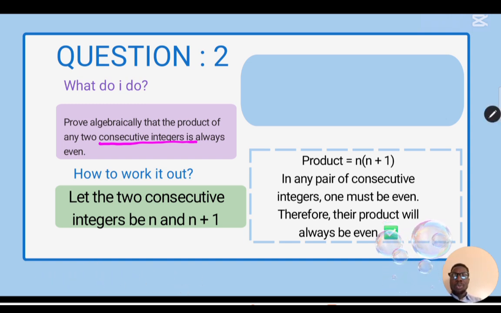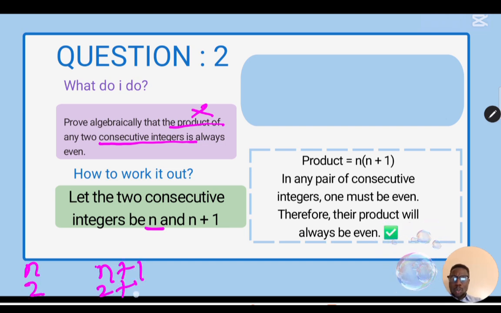Now, we need to prove algebraically that the product of any two consecutive integers is even. Let's check it out. Let the two consecutive integers be n. The first one is n, and then the second one will be n plus 1. It's just like saying 2, then 2 plus 1 equals 3. So we could pick these as the first and second integers.